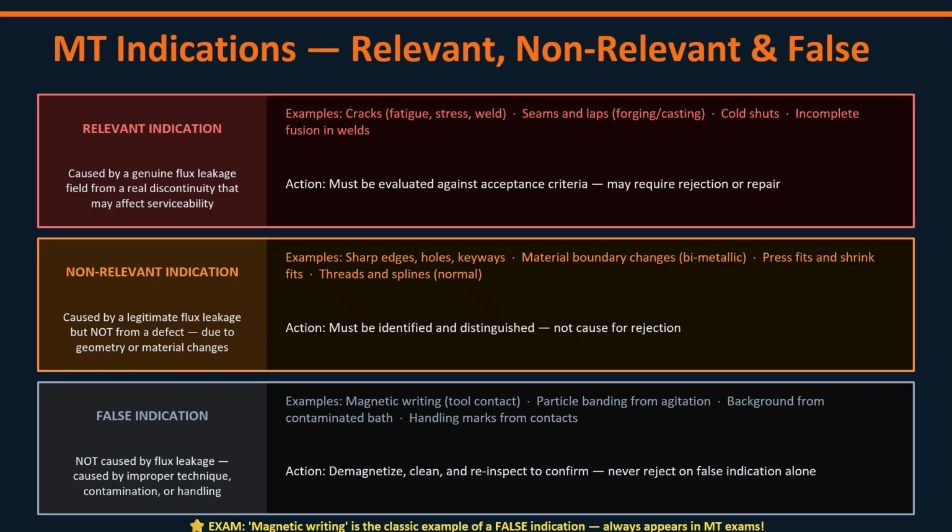Magnetic writing is the classic exam example. If a particle pattern appears after accidental contact or handling, do not immediately call it a crack. First determine whether the pattern can be reproduced or removed through an appropriate corrective action. Good MT evaluation is therefore detective work. Establish the source of the indication before making an acceptance decision.